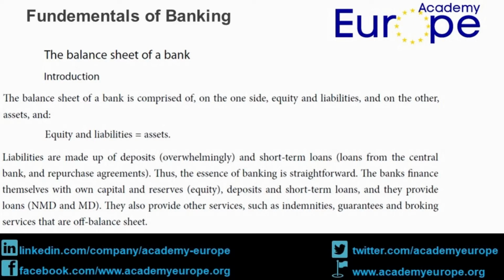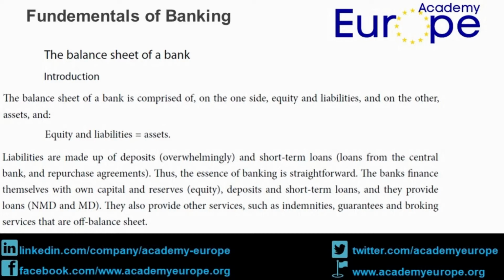The balance sheet of a bank. Introduction. The balance sheet of a bank is comprised of, on the one side, equity and liabilities, and on the other, assets, and equity and liabilities equal assets. Liabilities are made up of deposits, overwhelmingly, and short-term loans, loans from the central bank, and repurchase agreements. Thus, the essence of banking is straightforward.